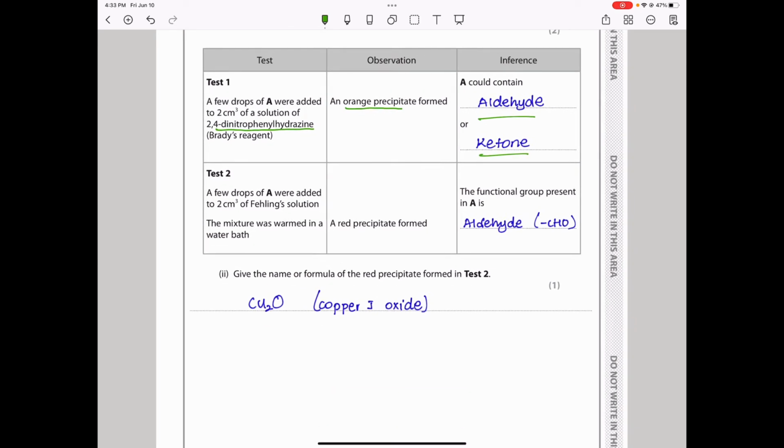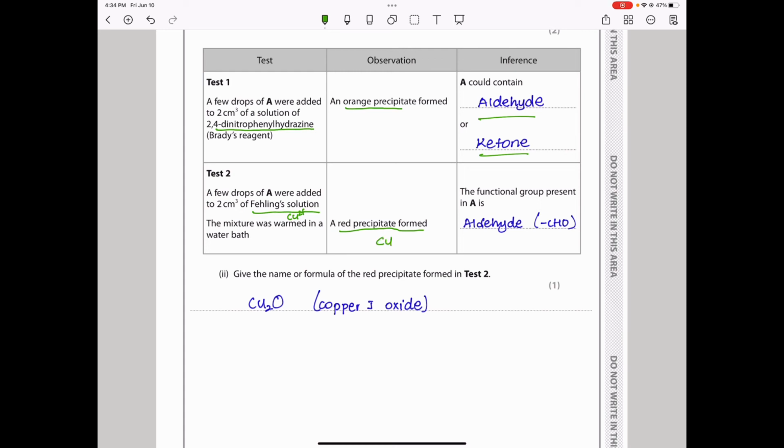Test two says, a few drops of A were added to 2 centimeters cubed of Fehling's solution. The mixture was warmed in a water bath. A red precipitate was formed. In this case, when we use Fehling solution, of course, we know this one contains copper 2 plus, which is going to be blue. If a red precipitate is formed, it means copper 1 oxide has been produced.